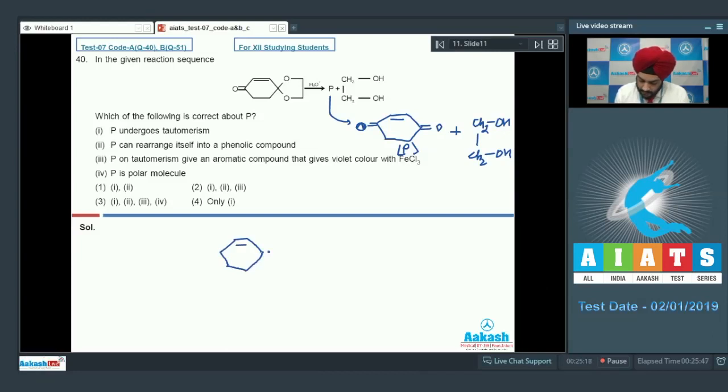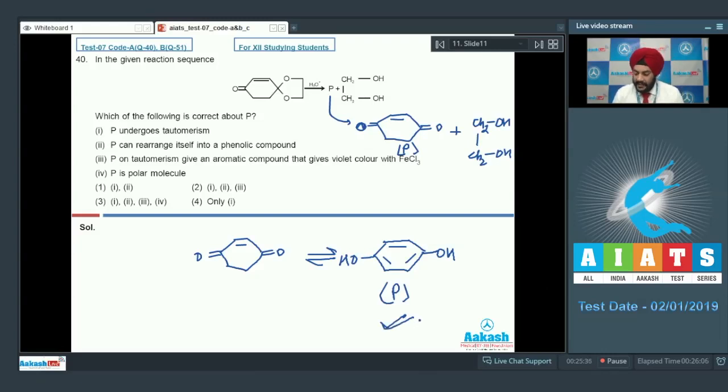So the dione which is formed can tautomerize to give us hydroquinone. And now students, we know that this will be the major form of P present in the solution because it is aromatic in nature. Okay. So let us look at the options now.